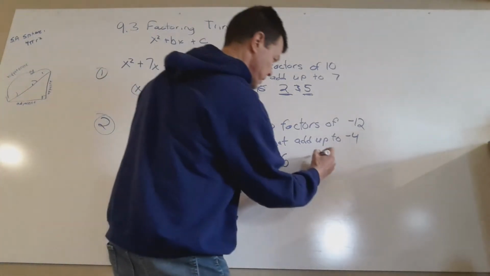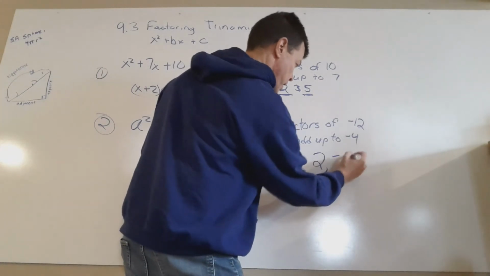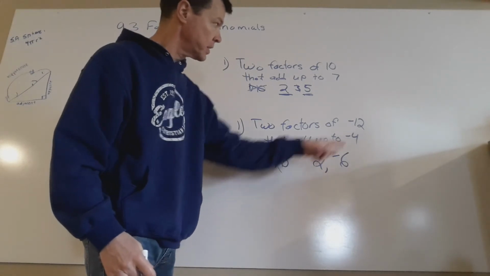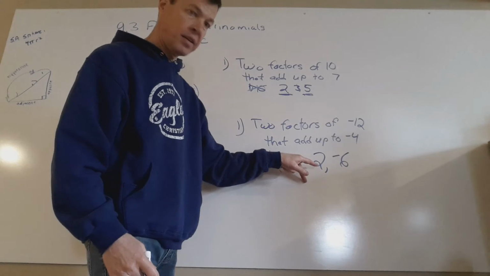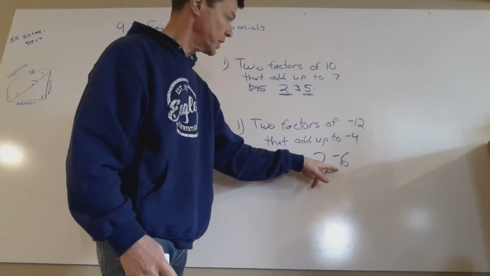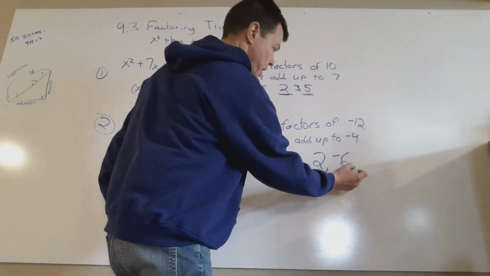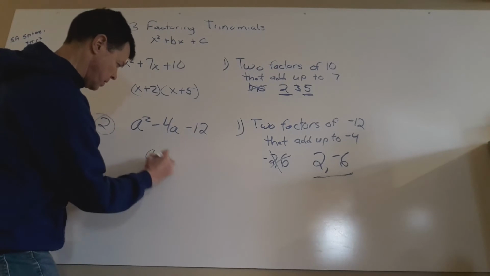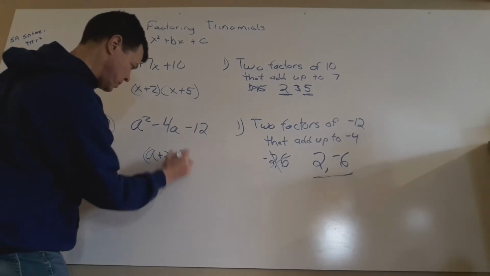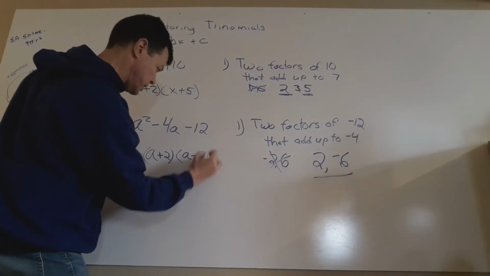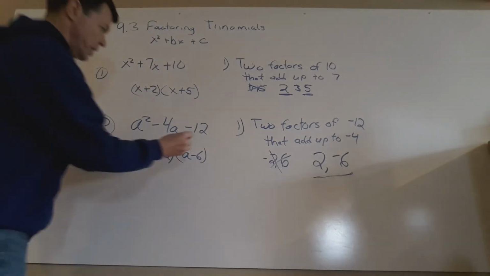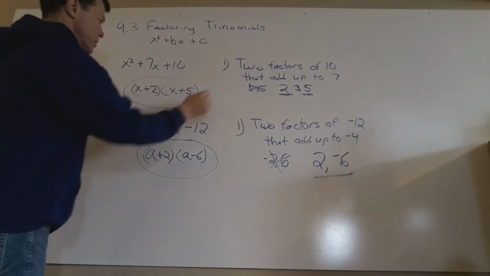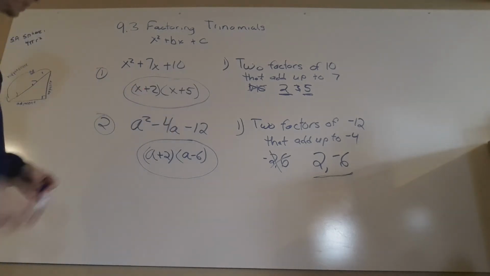So we're on the right track. So try 2 and negative 6. Well, you know it's going to work. 2 times negative 6 is negative 12. Add these together: 2 plus negative 6 is negative 4. So that's your work, 2 and negative 6. a plus 2, a minus 6. And we are done. That is our answer. a plus 2, a minus 6. x plus 5, x plus 2 is up here for this first example.